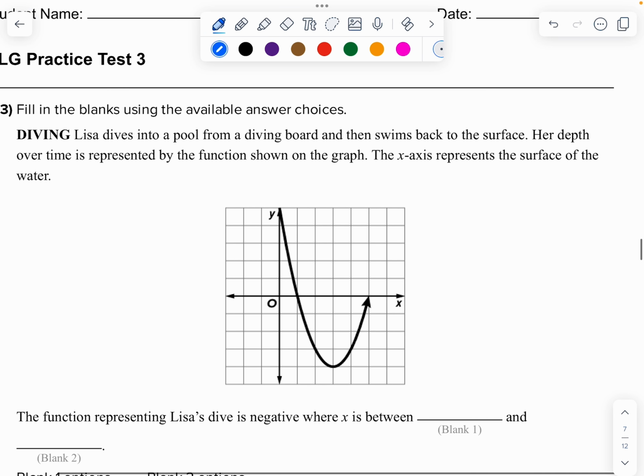Okay, diving. Lisa dives into the pool from the diving board. Then she swims back to the surface. Her depth over time is represented in the function shown in the graph. So let's talk about it. Here's when she leaves the diving board.